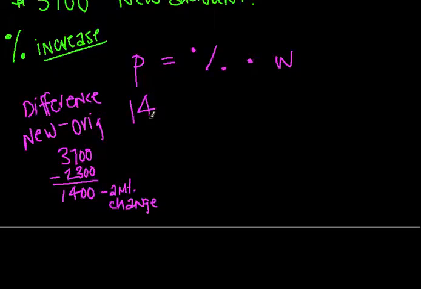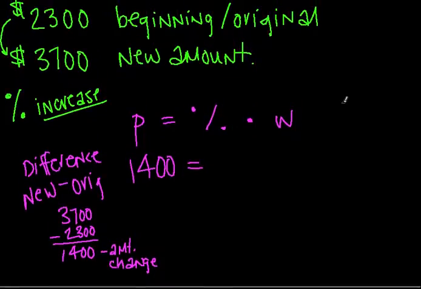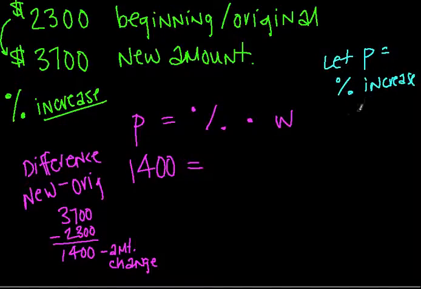So $1,400 is the part, and the percent is what we're looking for. Miss Murata is wondering what percent increase happened with the account. What is the percent of the account's increase? So we know that's what we're going to write our let statement for. We'll say let P equal the percent increase of money in the account. So that's going to go in here.